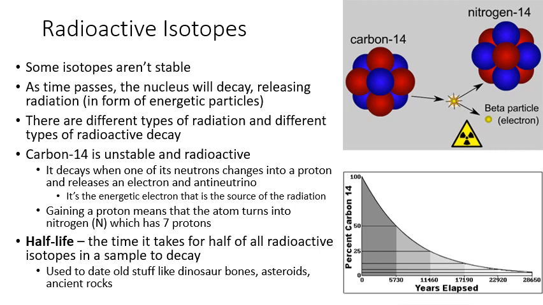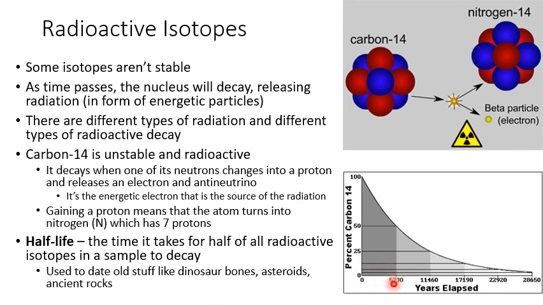So this is used to date old things like dinosaur bones or asteroids that have landed on Earth, or the oldest rocks on Earth. They can be dated using radioactive isotopes. This graph here is showing an example of that. The half-life for carbon-14 is 5,730 years.